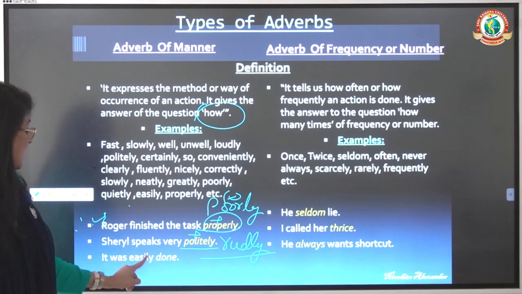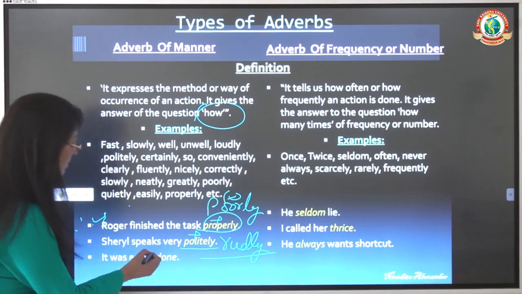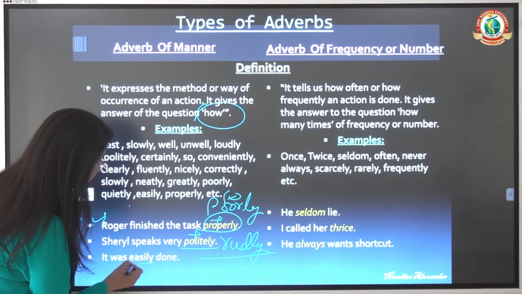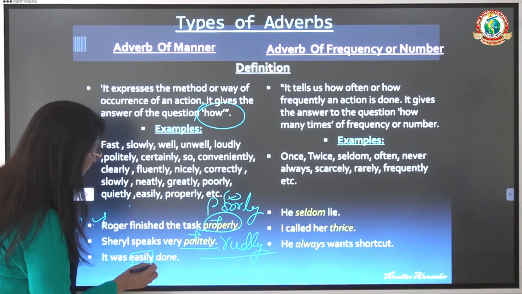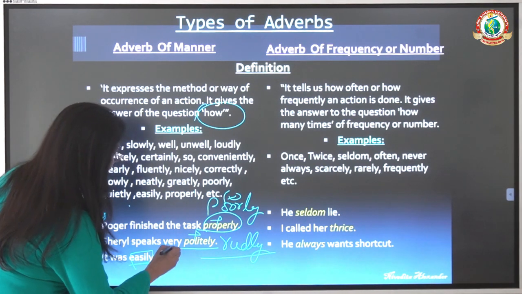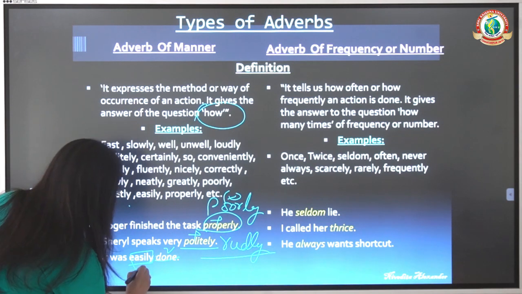Now, it was easily done. Okay, this is not correct. This easily is the adverb. Done is not the adverb. Done is the verb here. Okay, easily is the adverb here.